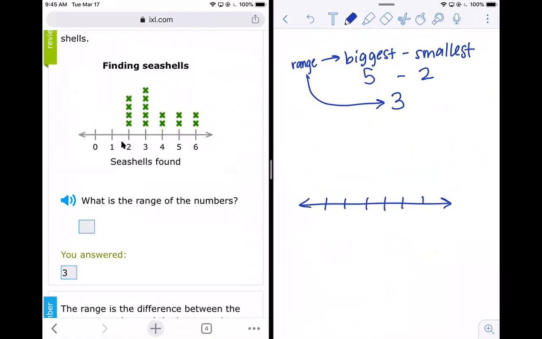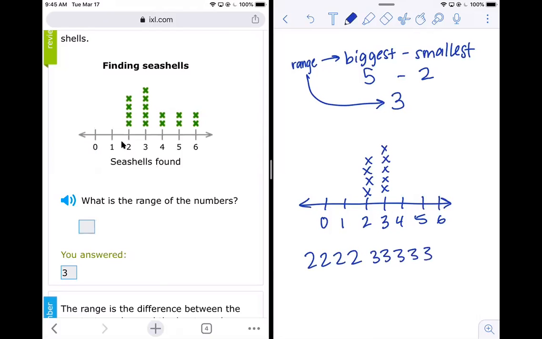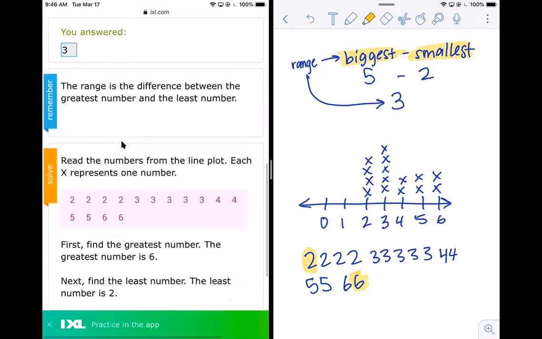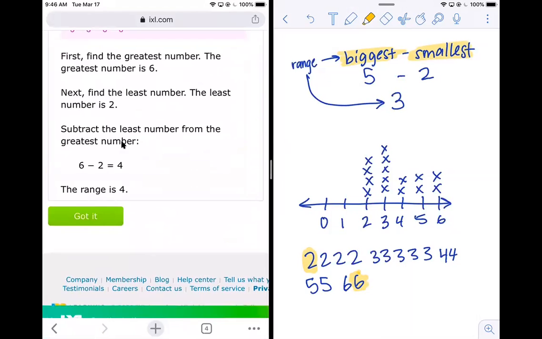Okay, so we have 0, 1, 2, 3, 4, 5, and 6. All these 2s here mean that there are 4 2s: 1, 2, 3, 4. And there are 5 3s, and there are 2 4s, and there are 2 5s, and there are 2 6s. If I want the range of this, I want the biggest, in this case 6, to the smallest, in this case 2. So my biggest to smallest is 4, right? So I would say the range is 4. I'm like, okay, cool, I got it.